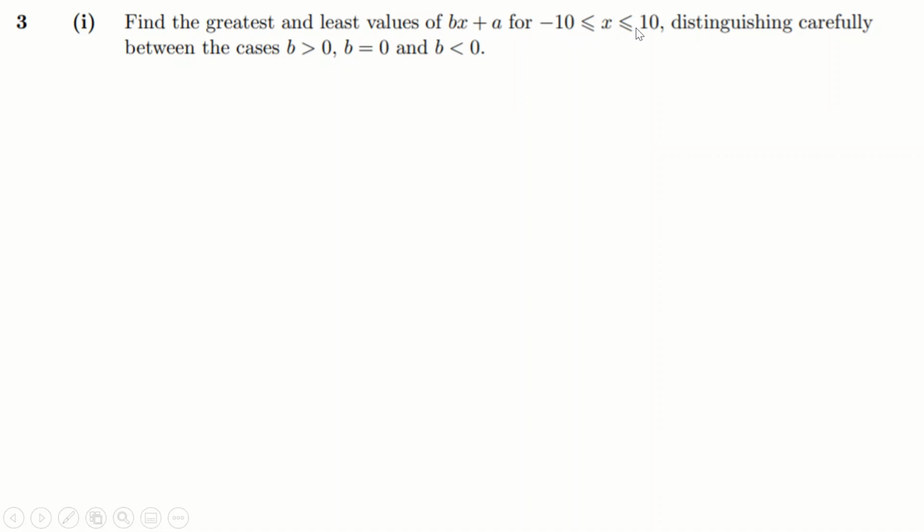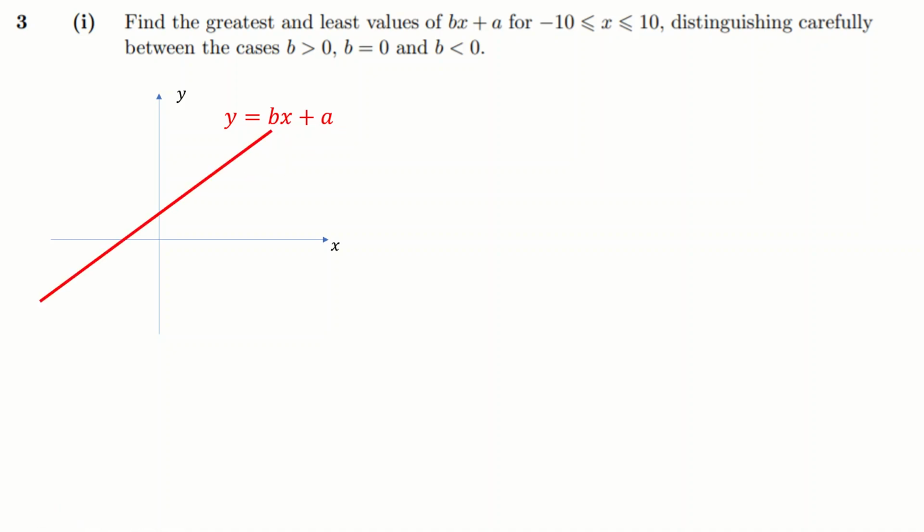I'm going to draw just pictures for this. Really useful in STEP is just to draw everything out. So let's draw an xy axis. And now the function y equals bx plus a is obviously a straight line, like mx plus c. It looks a bit like this, except it only looks like that if b is greater than 0, because it's a positive gradient, and a is bigger than 0. So that's this case.